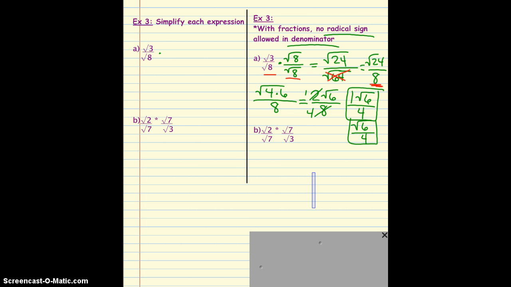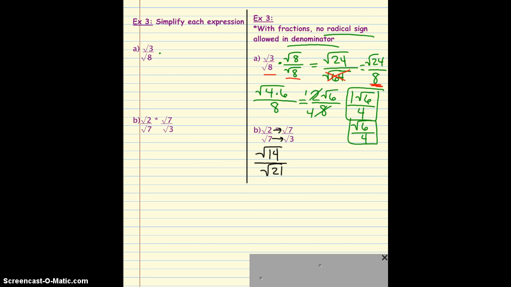All right, part B. Now we have square root of 2 divided by square root of 7 equals square root of 7 divided by square root of 3. All right, so we've got fractions and square roots and multiplying and dividing and all this fun stuff. What we're going to do is start by multiplying straight across. Square root of 2 times square root of 7 gives us square root of 14, and square root of 7 times square root of 3 is square root of 21.